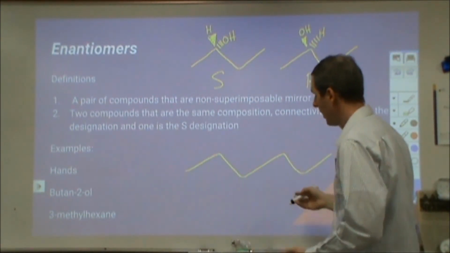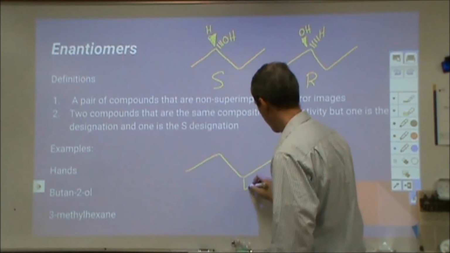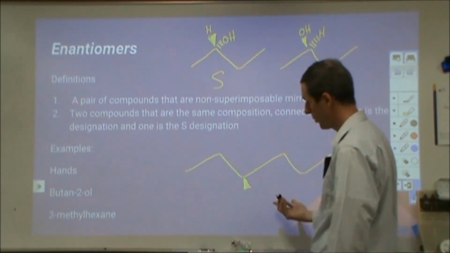So here's our hexane. So at the 3rd carbon, if we put a methyl group, so we draw like this.